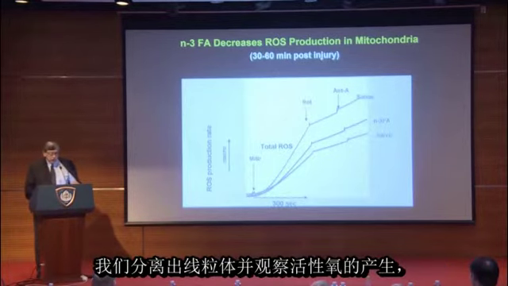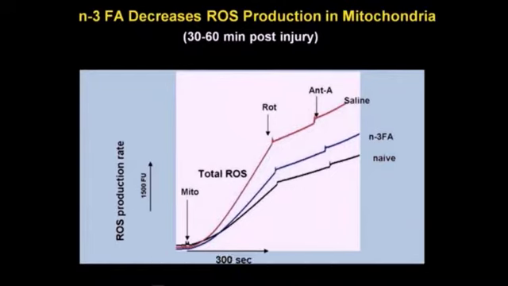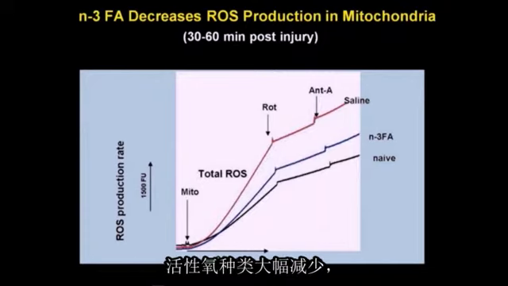We isolate the mitochondria and look at the production of reactive oxygen species. This is very consistent in different models. Here's saline, and here's the omega-3 treated mice. Big decreases in reactive oxygen species.